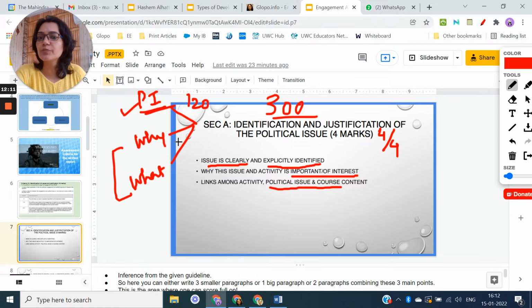It could be 120 words, and the rest could be 200 words, or the rest could be 100 words, or completely your choice, 150, 150. But make sure that you are not writing too much, because this is of just 4 marks. Fair enough? This is what Section A demands from you. We move further.